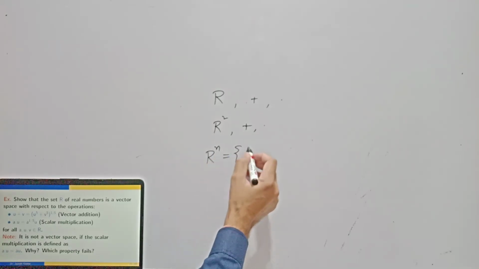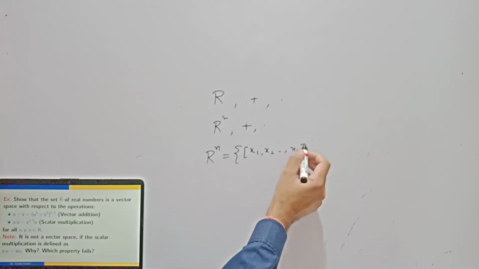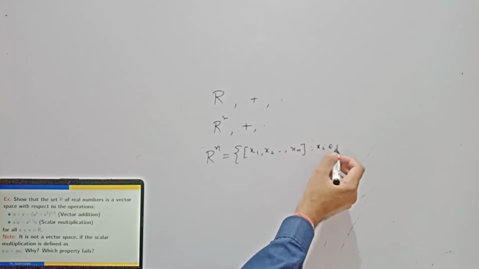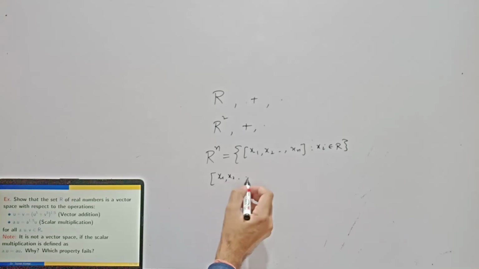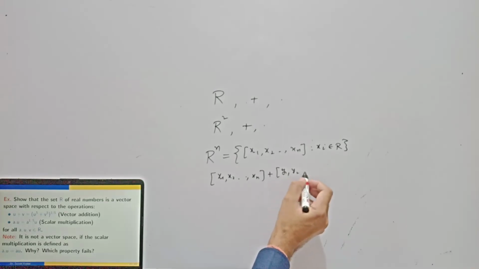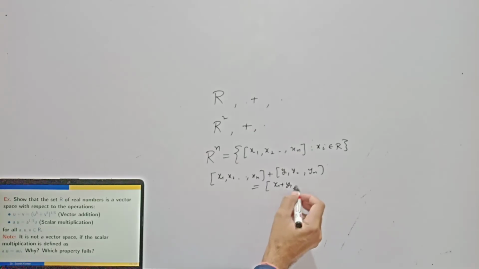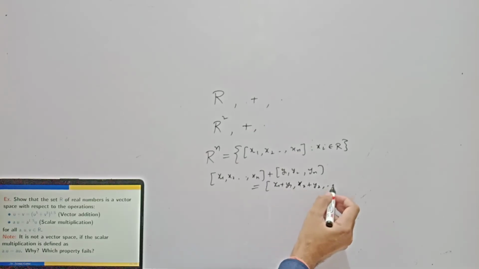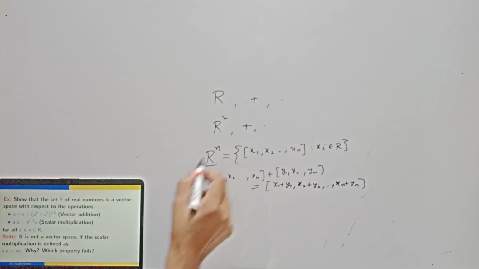Which kind of entries are here? n-tuples, points with n coordinates, where all the xi's are real numbers. So here also I can consider the same operations. One member of Rn, another member of Rn, say y1, y2 and so on up to yn. So take coordinate-wise addition, the first operation, that is vector addition. Likewise, you can consider coordinate-wise scalar multiplication. So this also forms a vector space.